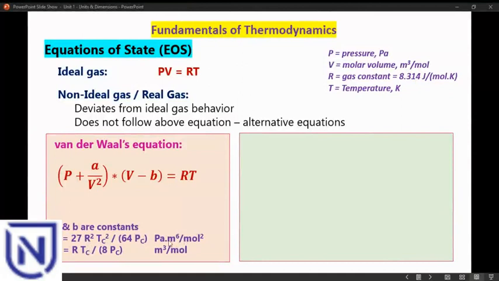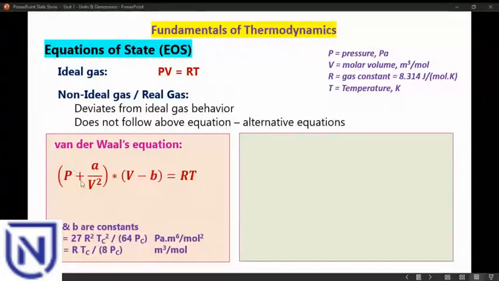Look at the unit: Pascal meter power 6 per mole square, and meter cube per mole. You may wonder how you should remember these units. Don't worry, it is very simple. This whole thing should be meter cube per mole. A plus B, A minus B, anything you do, the whole thing should be meter cube per mole. That means if V is meter cube per mole, B is also meter cube per mole, right? Both should have the same unit.